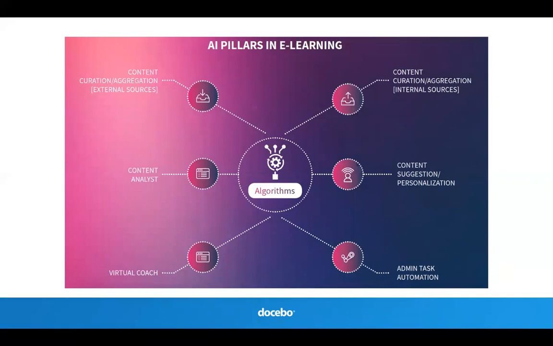Next, our virtual coach. This is the ability for the learner to be able to interact with the system's AI itself. The content analyst, that is the auto tagging and auto transcribing and categorizing of content that is uploaded to the system. And finally, content curation from external sources. That allows for a platform to basically pull curated content from externally approved sources to address learner skill gaps.